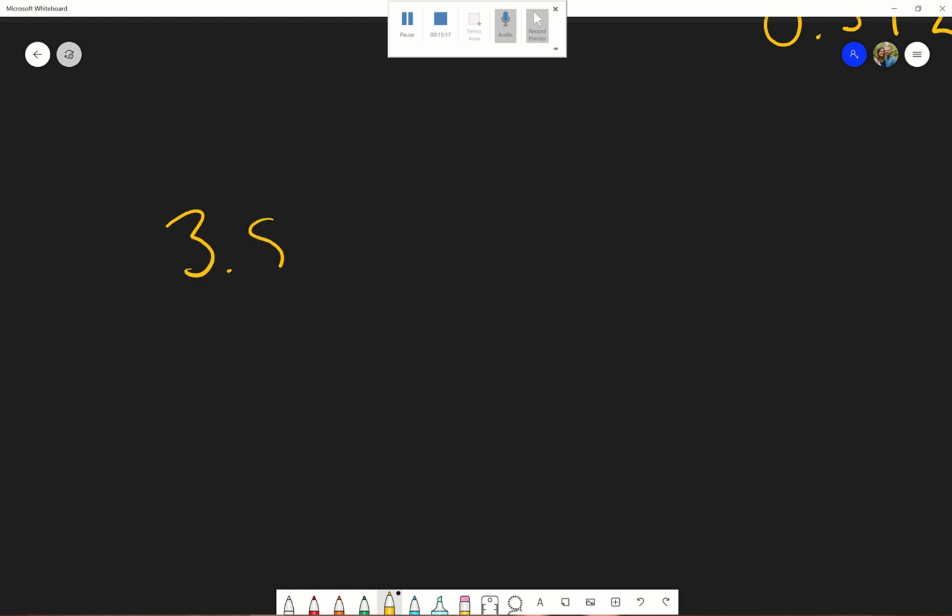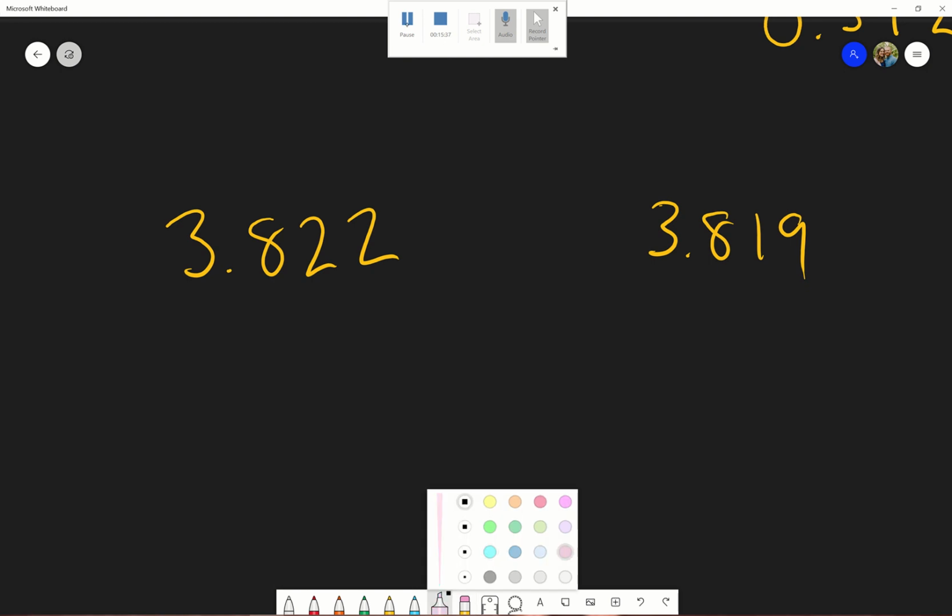Let's try one more, and then I will let you all free. Let's say we have 3.822 compared to 3.819. All right. Which of these values do you believe is bigger? I'm going to let you solve this one out. You let me know your answer.